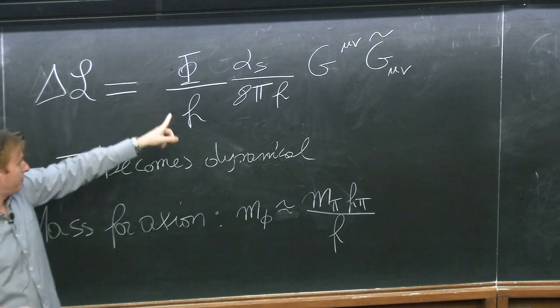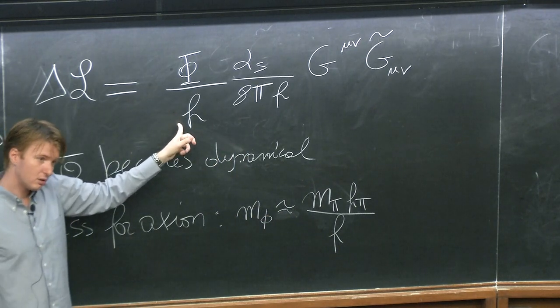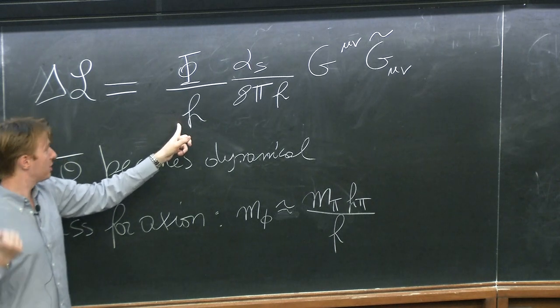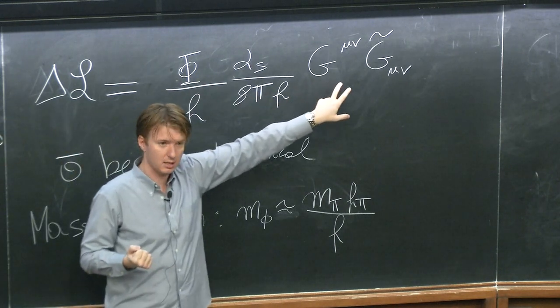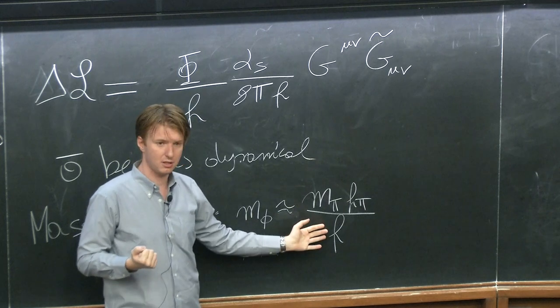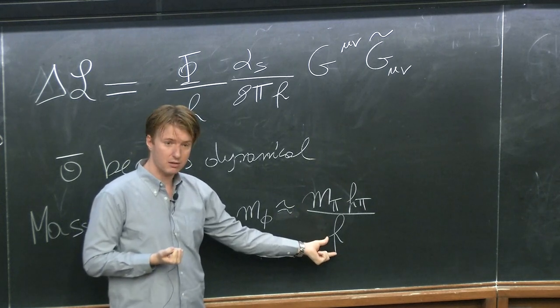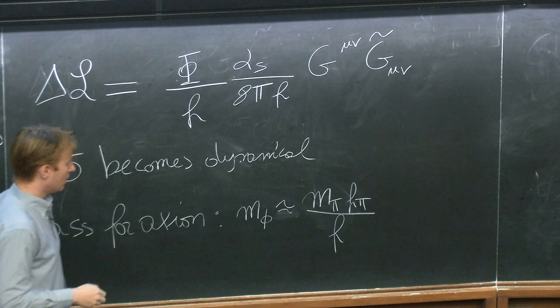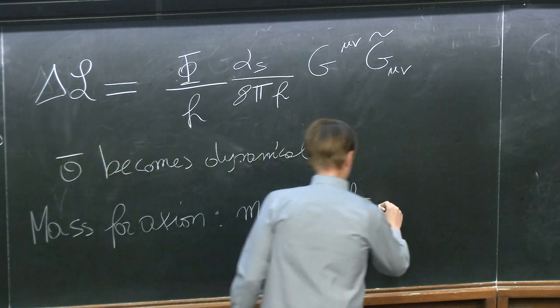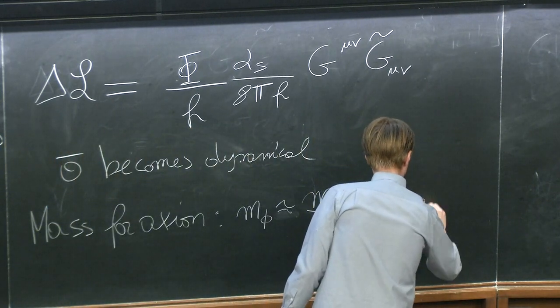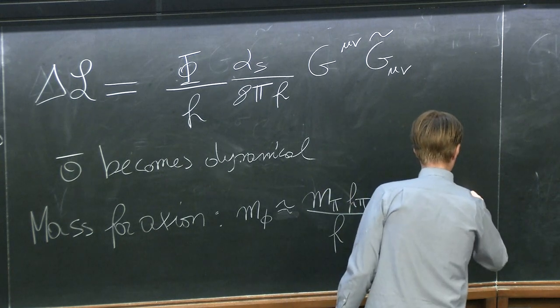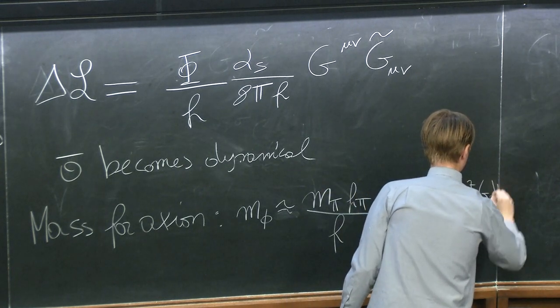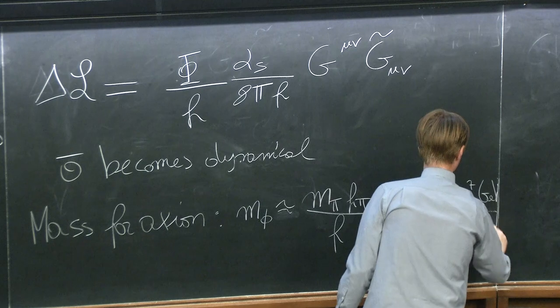Okay, so if you send F to very large values, you reduce the coupling between the axion and the gluons, and this mass comes from QCD effects. So the effect has to go down as you increase F. And you can put numbers, and I think it's 1 electron volt for a decay constant of 10 to the 7 GeV.